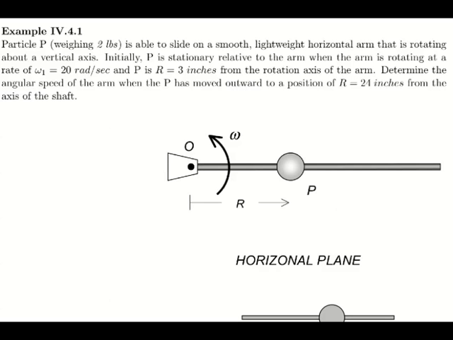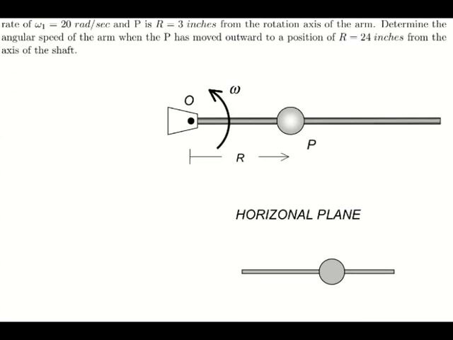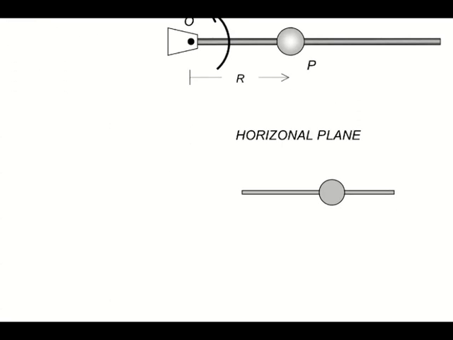And what we want to do is find the angular speed of the arm once P is moved outward to a position of 24 inches, where it starts out at r equal to 3. Okay, so what I'm going to do is draw a free body diagram of the particle and the rod. One thing it says in there is that the rod has negligible mass. So the only thing having mass in this case is the particle P.